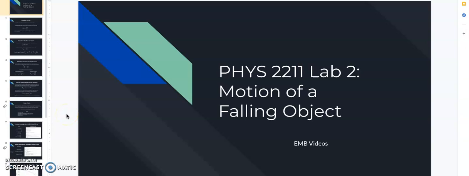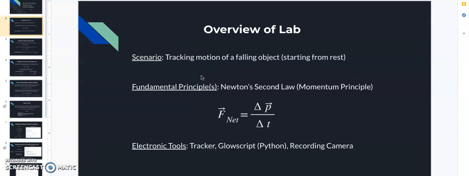Hello, this is my Physics 2211 Lab 2 report on the motion of a falling object. Quick overview, we are tracking the motion of a falling object starting from rest, and the fundamental principle at play is Newton's second law, which is defined as the net force is equivalent to the change in momentum over change in time. An electronic tool is used for a tracker, closed script, and a camera.